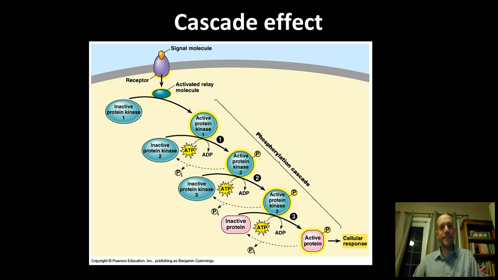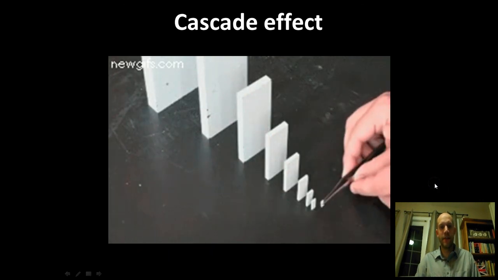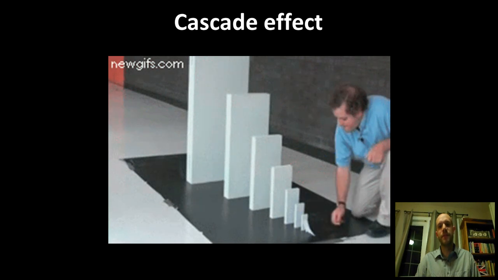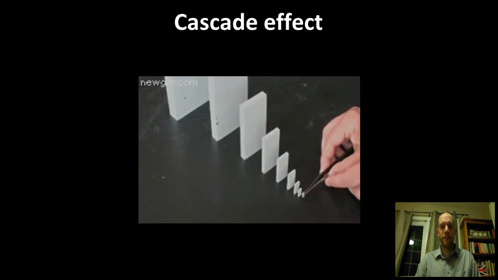Instead, what you need is a cascade event. That signal molecule sets off a chain of events that builds and builds and builds until you get a really large response. So in this particular instance, the receptor is activating this relay molecule, protein kinase 1, causing protein kinase 2 to be activated, causing protein kinase 3, etc., until we reach our active protein that we're desiring. This is a bit like having a tiny, tiny domino that sets off a chain of much bigger events.